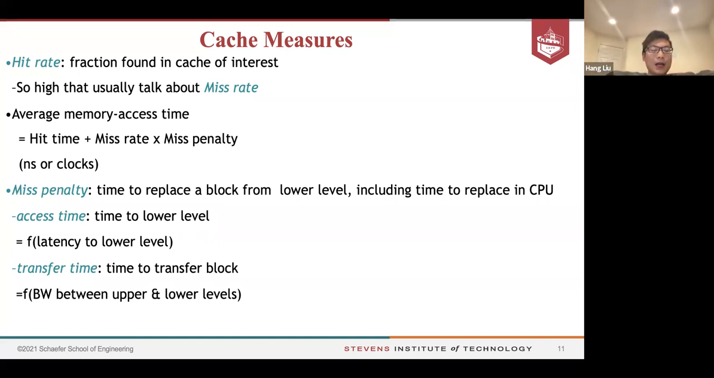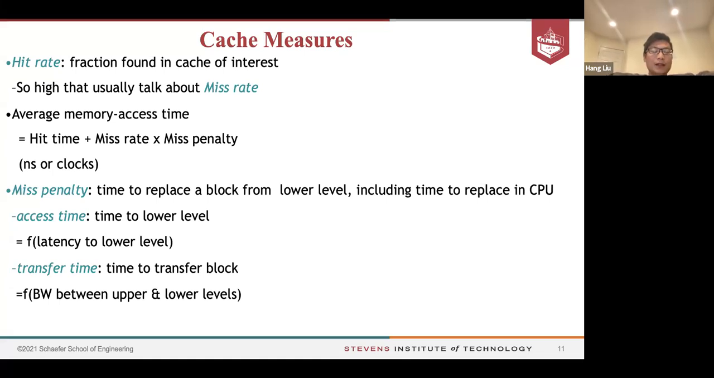Average memory access time then becomes the hit time, the time you hit in cache, plus the miss rate multiplied by the miss penalty. A miss penalty could be that you first have to refer to cache, and it's not there, and then you have to go to the memory. Main memory probably is also not there, so then you have to go to disk, secondary storage.